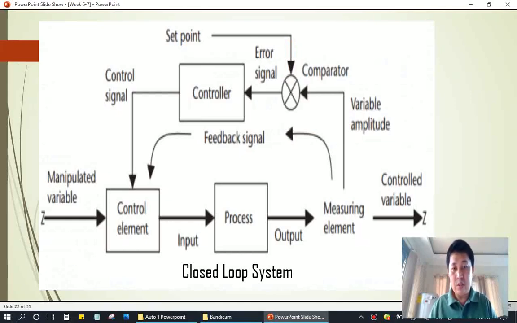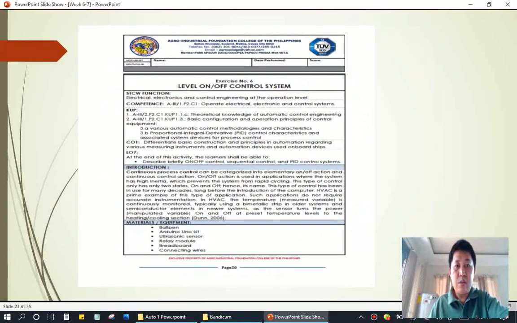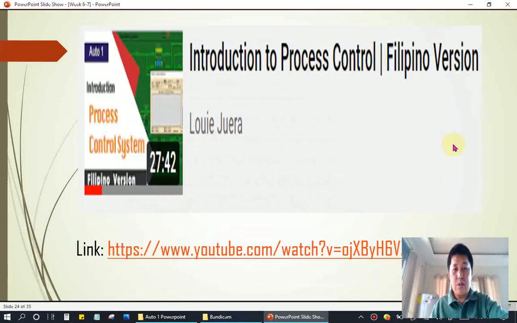So we have here the closed loop system. I already discussed this one a while ago. So remember, the keyword of the closed loop system is feedback control system. So this is your lab manual exercises. The exercise I already uploaded in your LMS. So, introduction to process control by Engineer Wira. You can follow this link in your lab manual exercises.